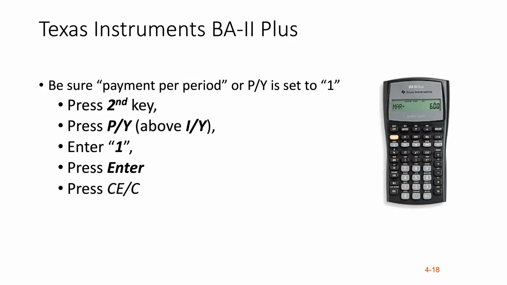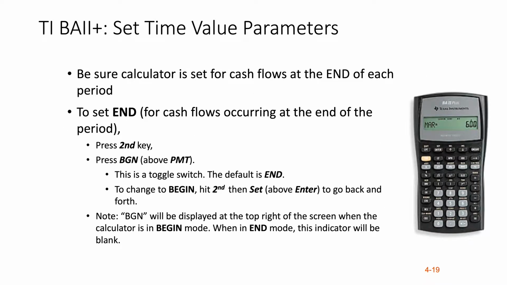And the payment each period should be 1, and we should never use the annuity due beginning mode. In other words, your financial calculator screen should have nothing on it. If you come up with BGN, you're in trouble. You need to set it back to end mode, because all our payments occur at the end of the period.